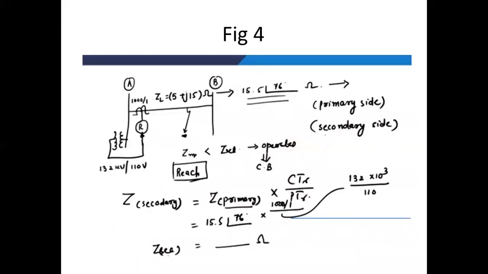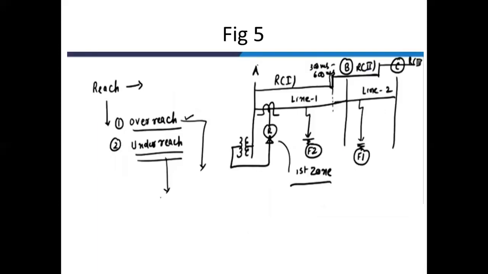So we have discussed reach of the relay. There are two other phenomena we need to discuss. Reach means the area or the portion up to which a relay is able to sense the fault. Based on this, we have another two important definitions. One is known as overreach, and the other one is called underreach. Okay, overreach and underreach.